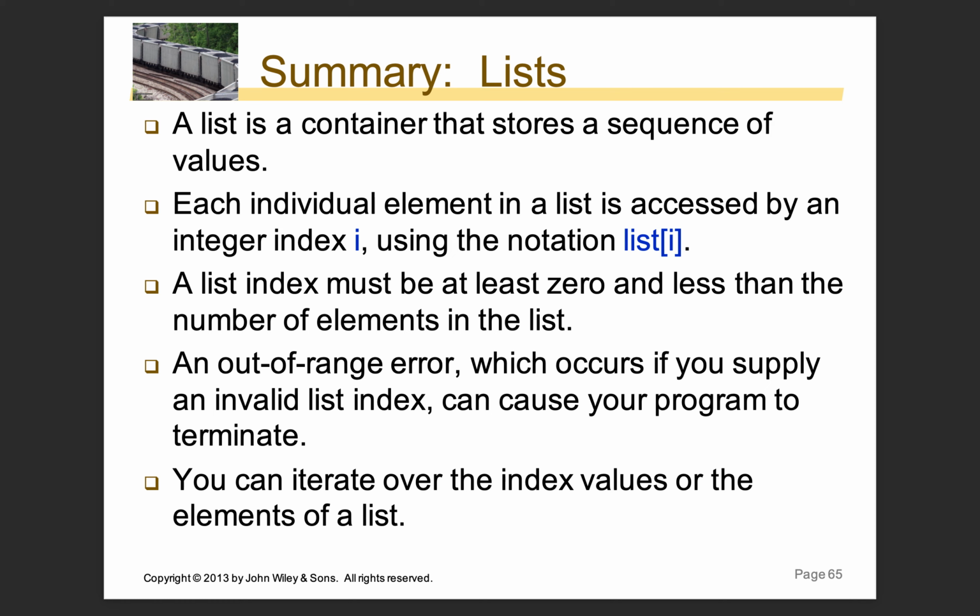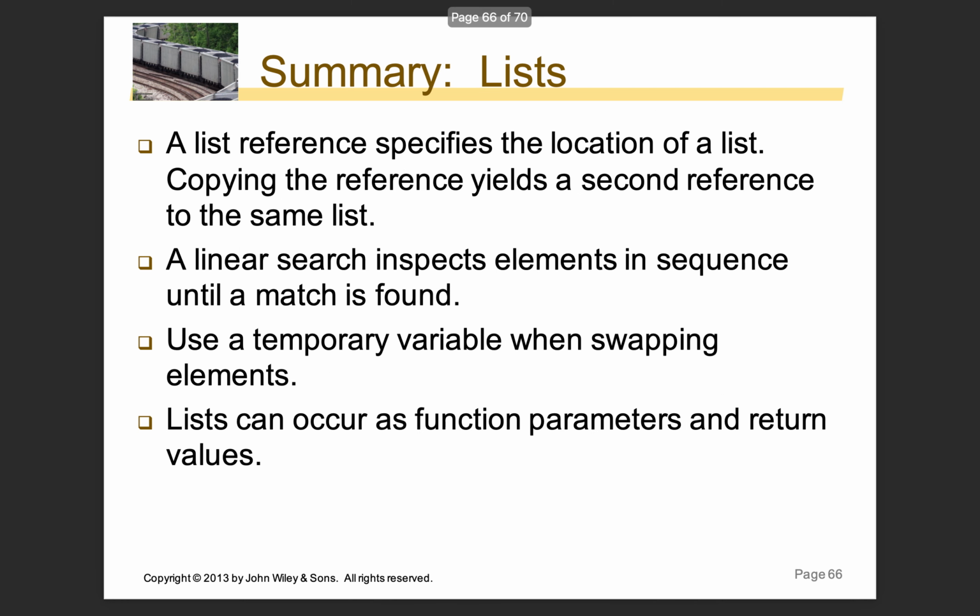You can iterate over the index values, or you can iterate directly over the elements of a list. A list reference specifies the location of a list. Copying the reference yields a second reference to the same list. Be careful, you're copying the reference, not copying the entire list. A linear search inspects elements in a sequence until a match is found. You need to use a temporary value when swapping elements around in a list. Go back to the shoes example and the temporary blue shoe location.